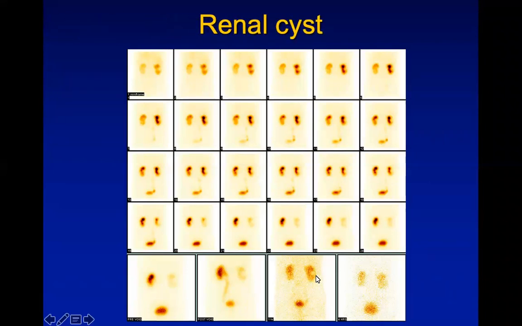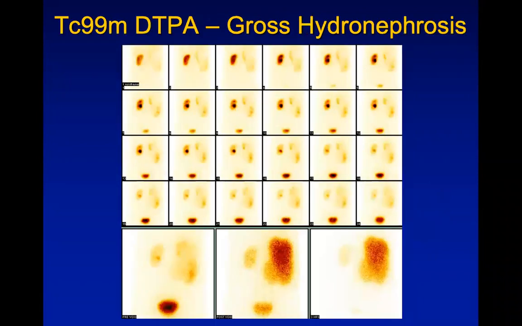This is a renal cyst or any kind of renal space occupying lesion. It could be a renal tumor. It could be a hematoma. It could be a cyst. What is important is that it is not connected to the collecting system. It is not participating in the renal function in any way. It's just a SOL, which is not connected to the renal system.